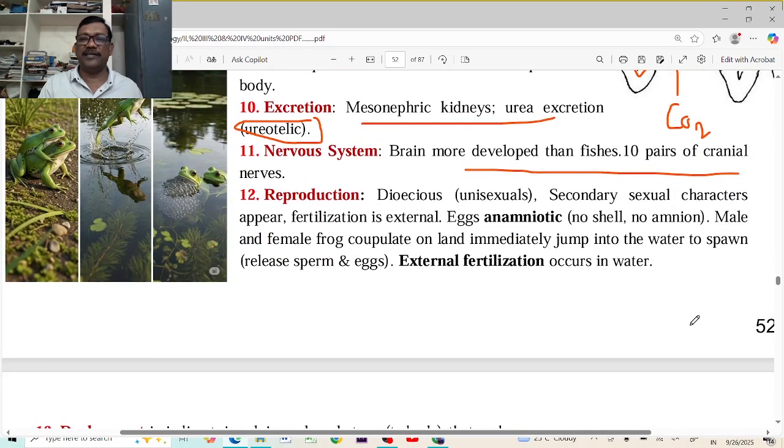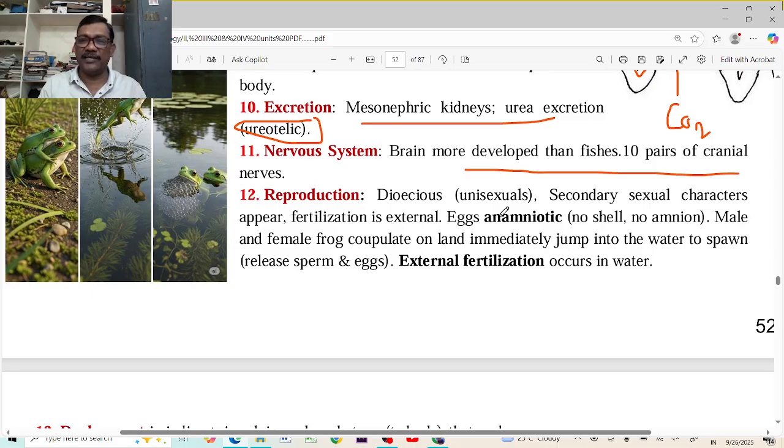Reproduction: this is dioecious. Secondary sexual characters are clearly seen. The male and female organisms couple on land. When they reach the peak stage, they jump into the water. The male releases sperm cells, and the female releases the egg cells. The sperm cells are released by the male onto the egg cells. Fertilization takes place immediately. The zygote or eggs are formed.